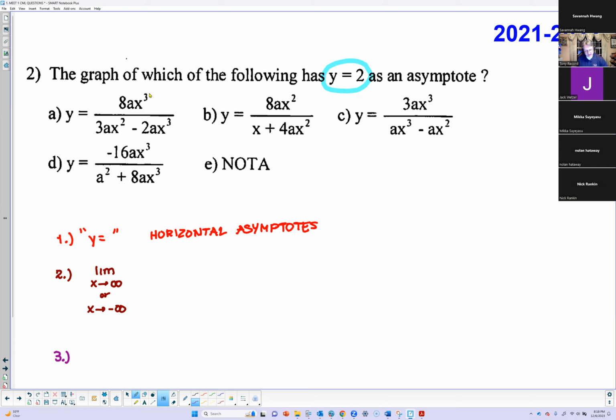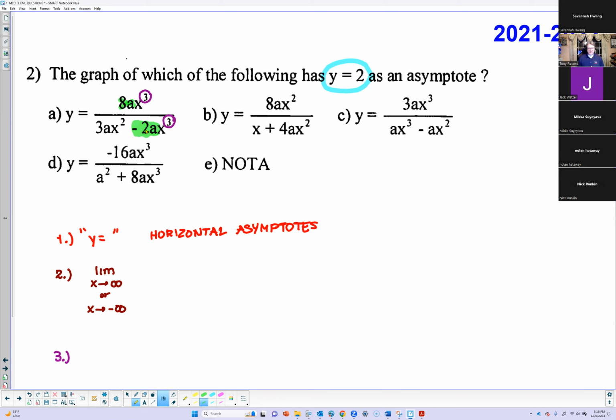Remember how you just look at the highest degree x in the top and, oh gosh, this is tricky, the highest degree x in the bottom? And you divide their coefficients if those two exponents are the same. And so the coefficient of x cubed is 8a in the numerator. The coefficient of x cubed in the denominator, be careful, is negative 2a.